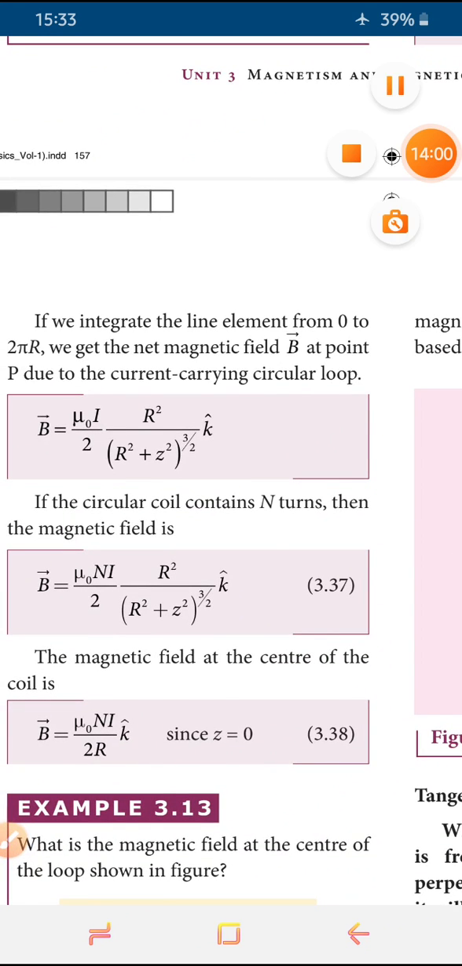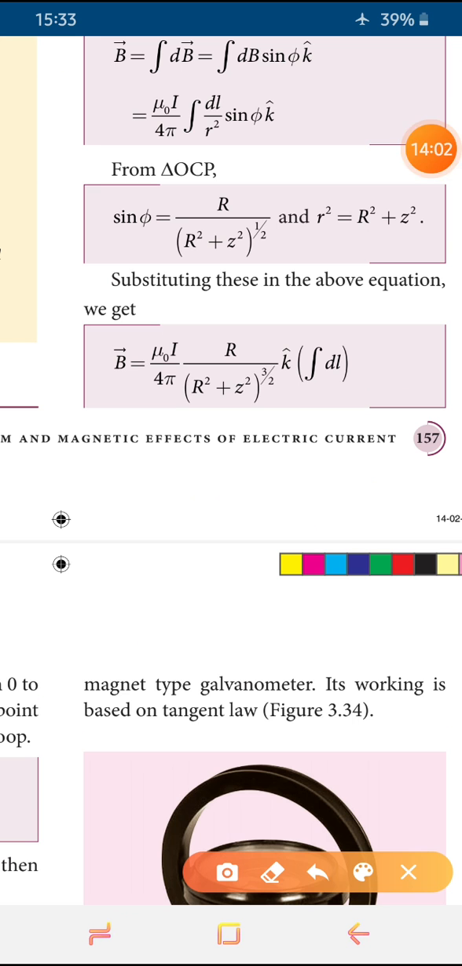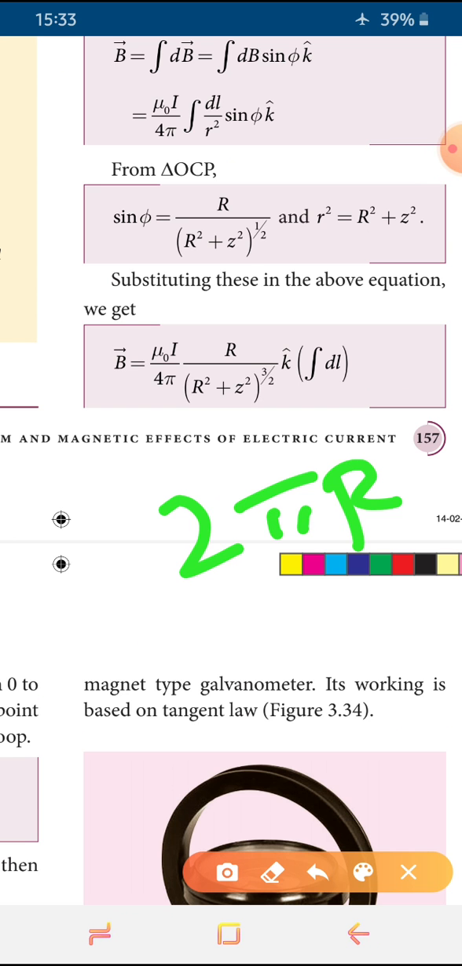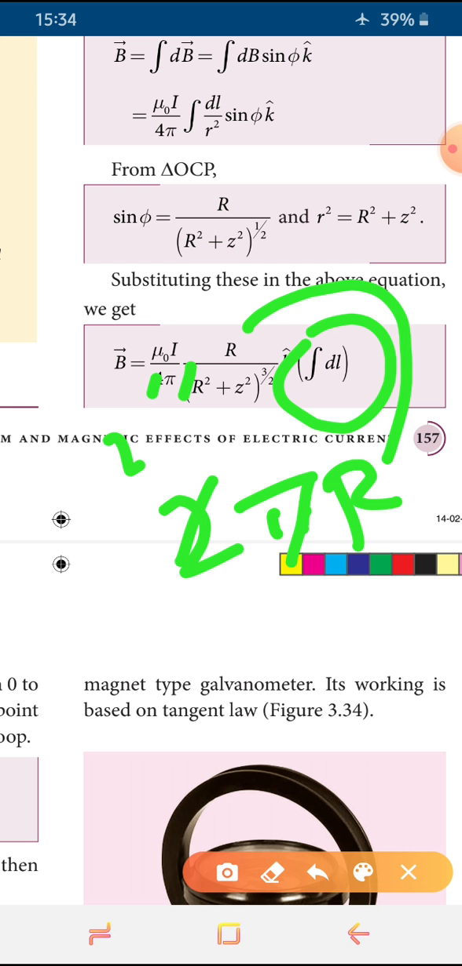Sorry children, here the circumference is taken as capital R. I wrote small r by mistake. Actually, the basic formula is 2 pi small r only. Here the circle radius is taken as capital R. Then we are substituting this 2 pi r in this integration dl. Then 4 and 2 times, pi will get cancelled. Then this r will get multiplied with this capital R, and the answer will become r square.